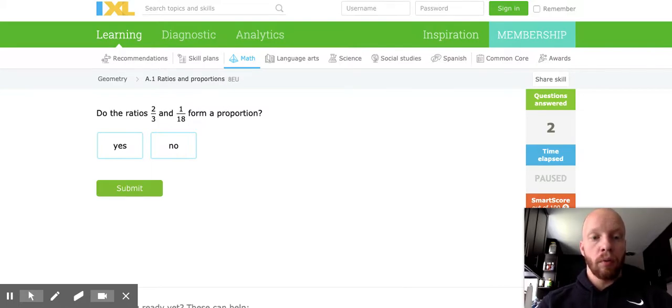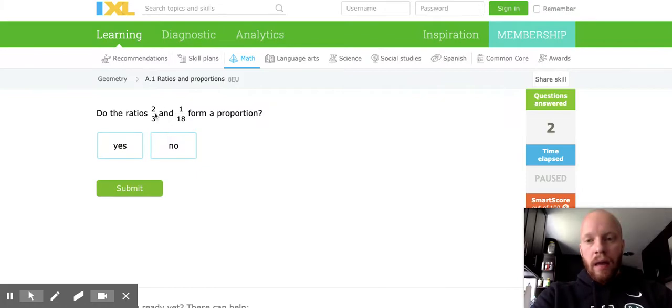Okay, so a proportion means that the two ratios are going to be equal, or they're going to give you the same value. If I simplify the ratios, they're going to give you the same decimal, right? Are the ratios the same? So for instance, are 2/3 and 1/18 proportional? How am I going to do this?